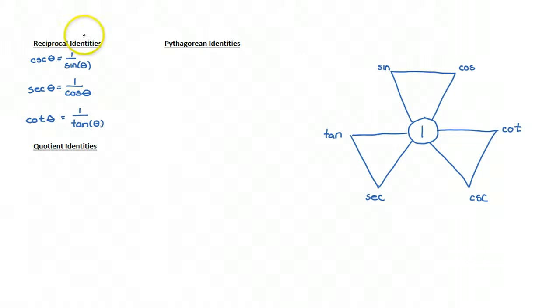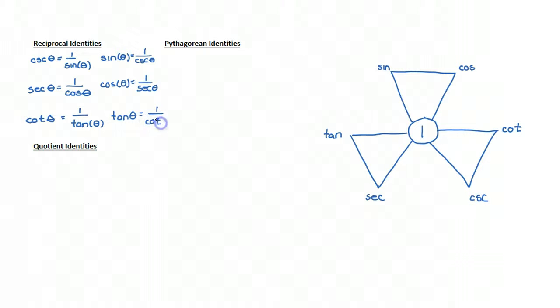Of course, you can write your reciprocal identities slightly different. You can actually write them in terms of the primary trig ratio. So sine theta is equal to 1 over cosecant theta. Cos theta is equal to 1 over secant theta, and tan theta is equal to 1 over cotangent theta. So that's the first useful piece of information from this diagram: directly across is the reciprocal identity. Okay, you can read it. Sine theta is 1 over cosecant theta. Secant theta is 1 over cos theta.